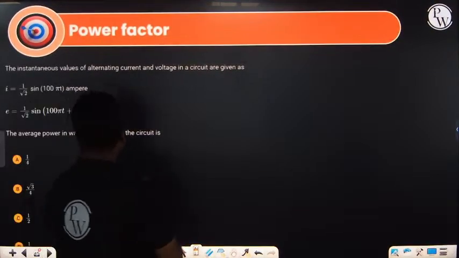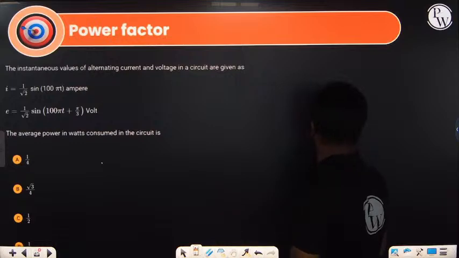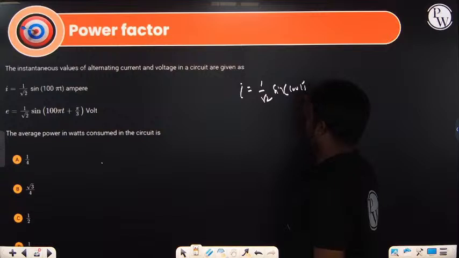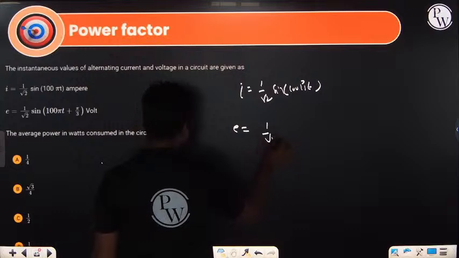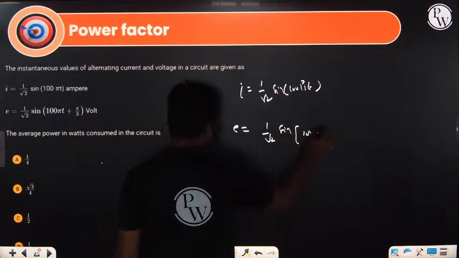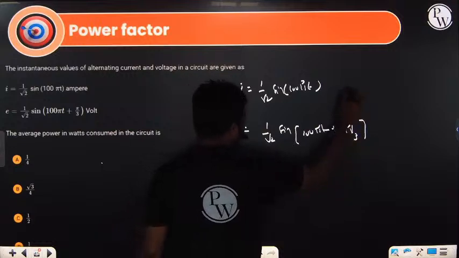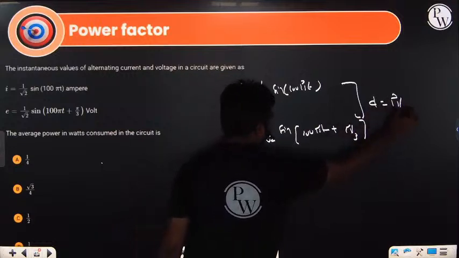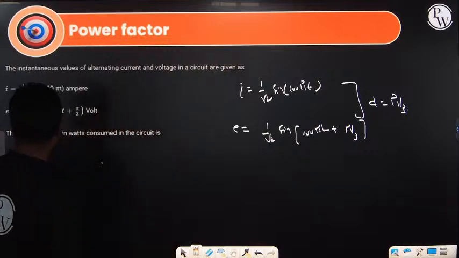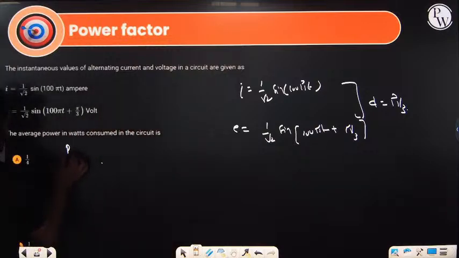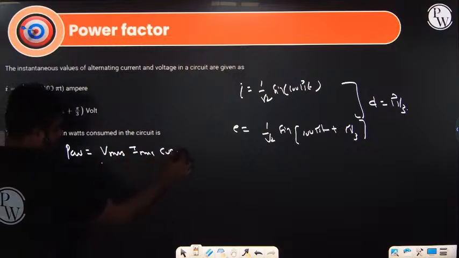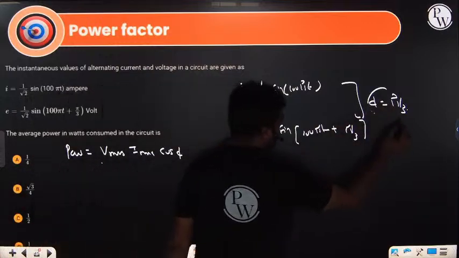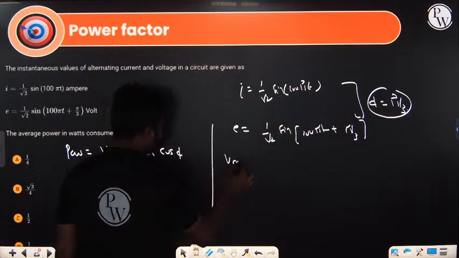The instantaneous values of the alternating current and voltage in the circuit are given by I equals 1 by root 2 sine of 100 pi t, and E equals 1 by root 2 sine of 100 pi t plus pi by 3. If we see the phase difference between these two, phi is pi by 3. What they are asking is the average power. The average power is given by Vrms into Irms into cos phi. What is Vrms?